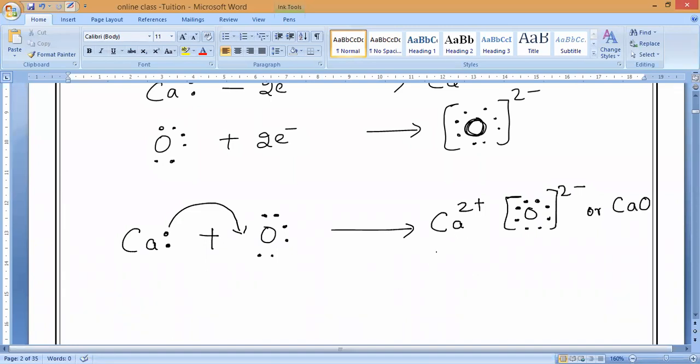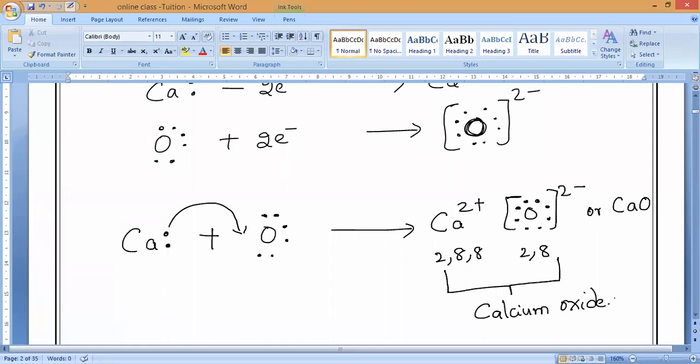Understanding? Both are the same. So this is acquiring the nearest electronic configuration, 2, 8, 8. So what is the nearest electronic configuration? Argon, sir. Argon and neon. Both, not argon alone. So calcium is argon and oxygen is neon. Understand everybody? It is argon and it is neon.